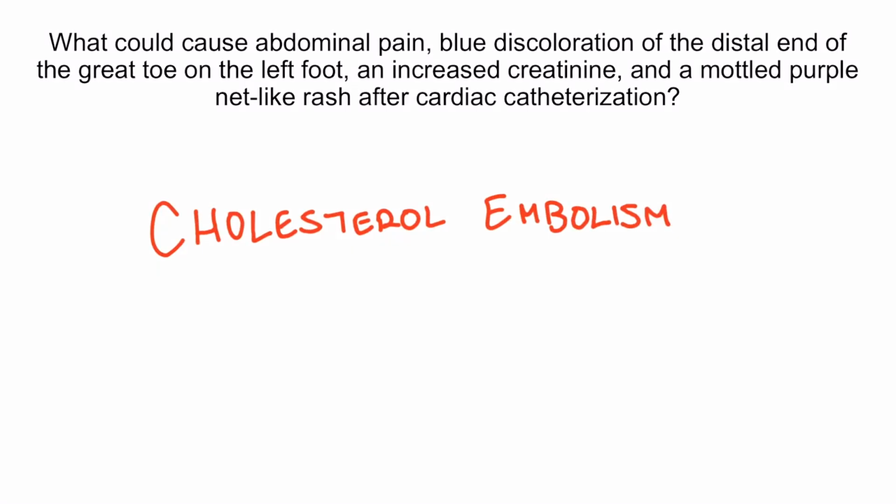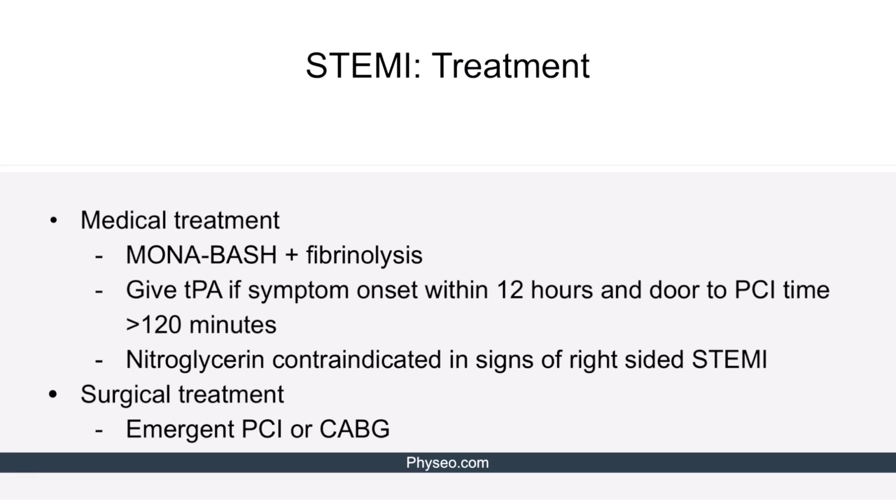Remember, no invasive procedure is free from potential complications. In this case, a cardiac catheterization can disrupt cholesterol plaques, which can then disseminate through the systemic circulation and cause partial or total arterial occlusion. As you can see, MONA-BASH is still an important part of treatment for a STEMI.